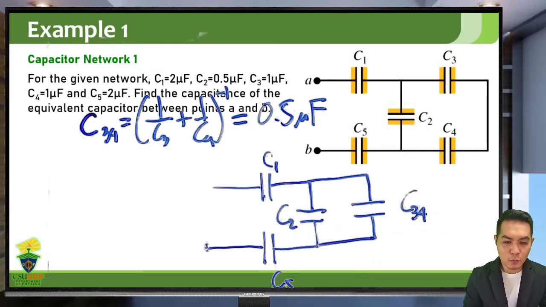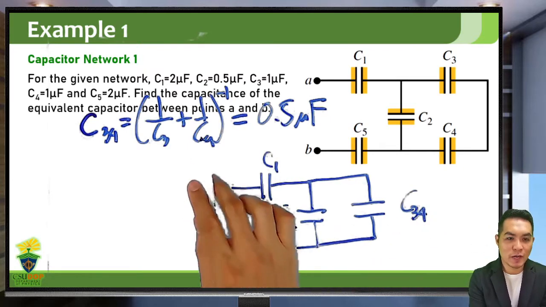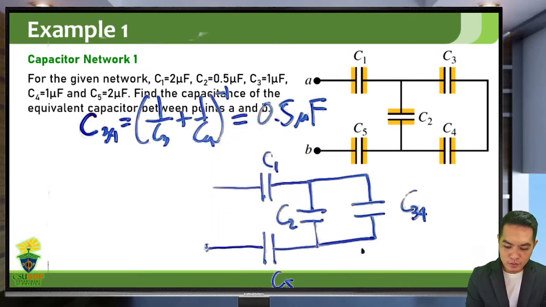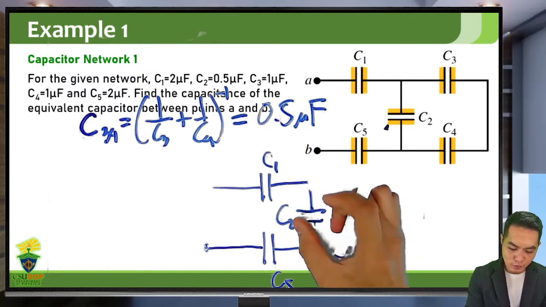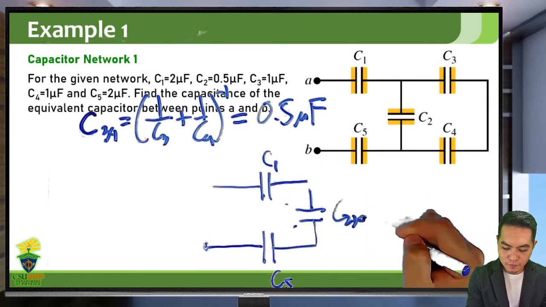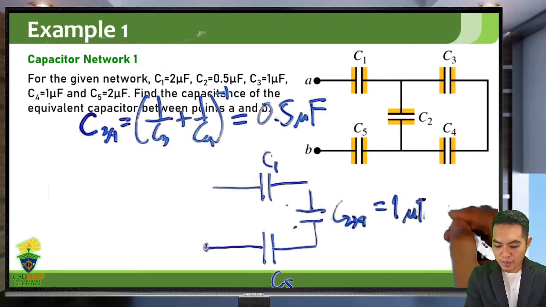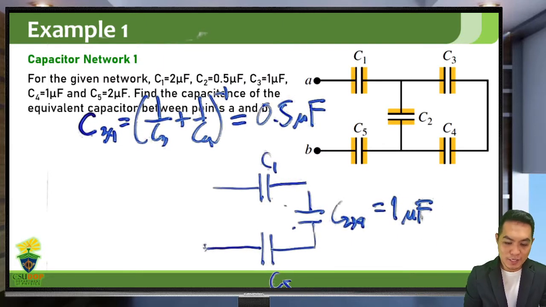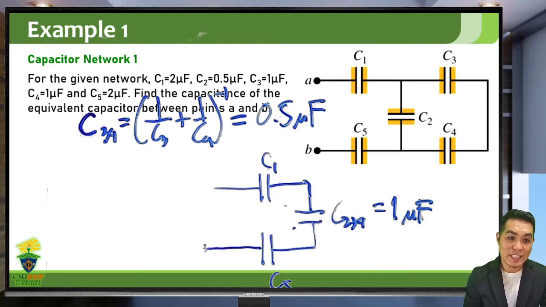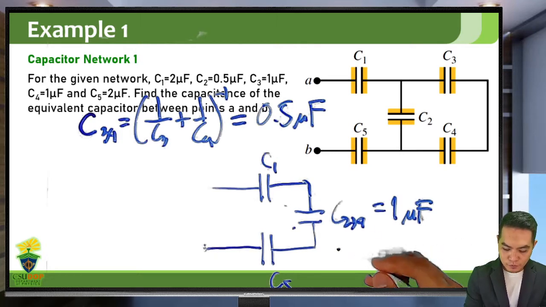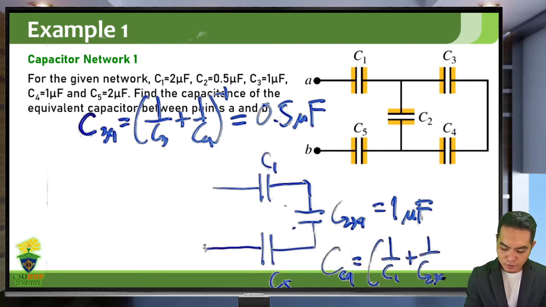And then it's in parallel with C2. C2 is 0.5 microfarad also. So 0.5 microfarad plus 0.5 microfarad. Therefore, I can reduce this into just one single capacitor called C234, which is equal to 1 microfarad. And then these three, C1, C234, and C5, are now in series. So I can now finally solve my equivalent capacitance as 1 over C1 plus 1 over C234 plus 1 over C5, inverse.